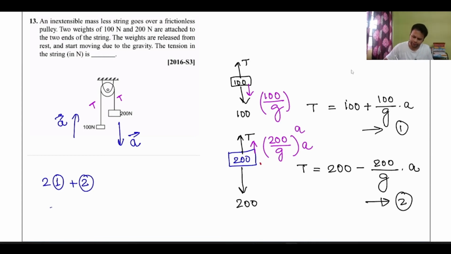The left hand side will become 3T is equal to 200 plus 200, which is 400, and you can see the acceleration term will get cancelled, 200 by g into a minus 200 by g into a. So from here, I'll get the value of tension as 400 by 3, that is equal to 133.33 Newton. So this is the answer.